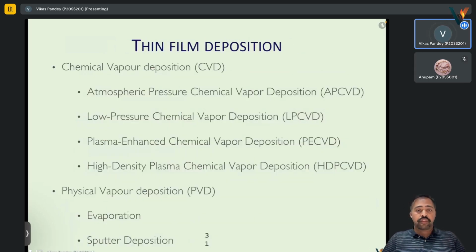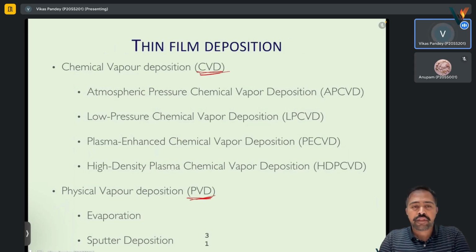So next comes, once the oxide is formed, the next method is thin film deposition, that is depositing some material over our wafer. And how is this done? This can be done using two kinds of methods. One is the chemical vapor deposition method, the second is the physical vapor deposition method.